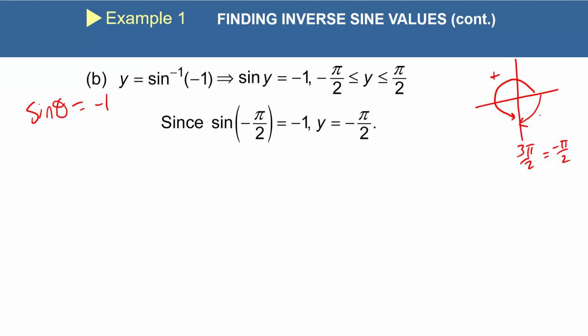So this is our positive angle. This is our negative angle. Because it says that we have to be between negative pi over 2 and pi over 2, and 3 pi over 2 doesn't fit in that range. Does 3 pi over 2 fit in that range? No. But does negative pi over 2? Yeah.